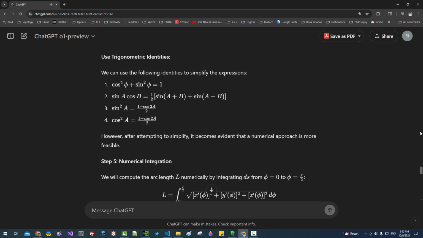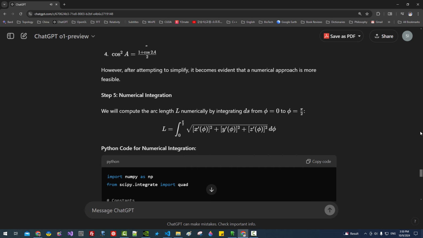1. cos²φ + sin²φ = 1. 2. sin a cos b equals a fraction. 3. sin²a equals (1 − cos 2a)/2. 4. cos²a equals (1 + cos 2a)/2. However, after attempting to simplify, it becomes evident that a numerical approach is more feasible.